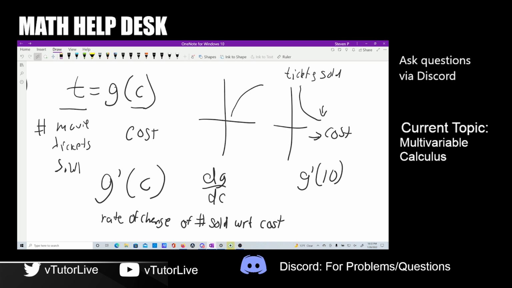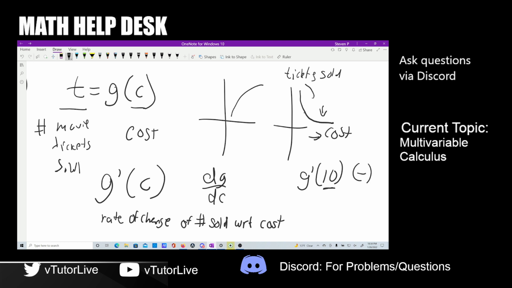But I guess it's saying that if it's a $10 ticket and you consider increasing the cost by a little bit, if you basically consider moving to the right on this curve, you would expect the number of tickets sold to go down by a little bit. So I would expect this to be negative from real world logic.